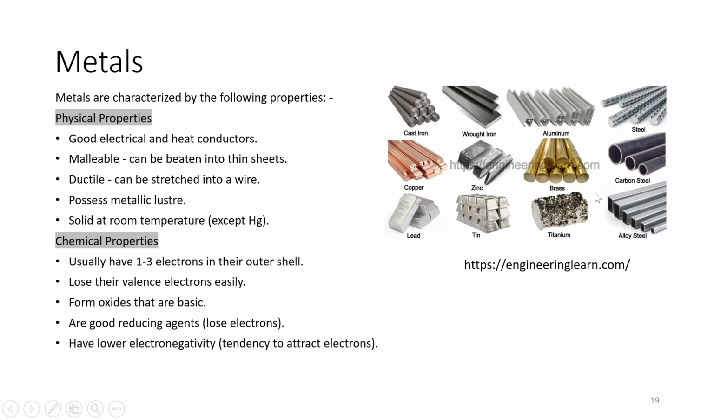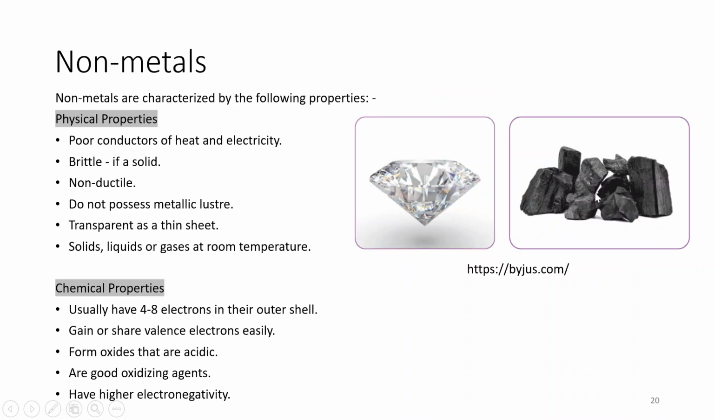These are the examples. In case of non-metals, they are poor conductors of heat and electricity, and they are brittle in the solid state, and they are non-ductile. So brittle basically means non-ductile, and they do not possess metallic luster. They are transparent as thin sheets, and they are solid, liquid and gases at room temperature.